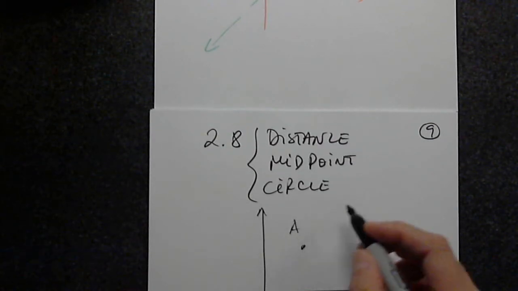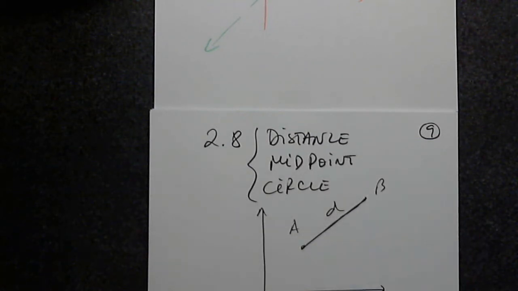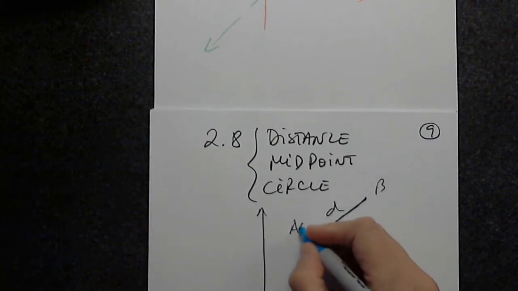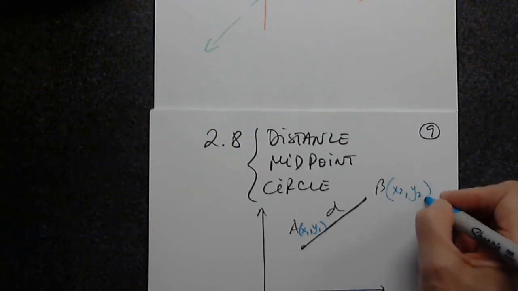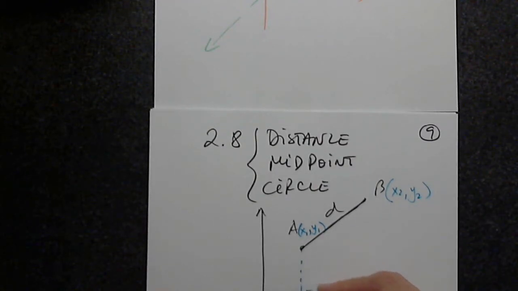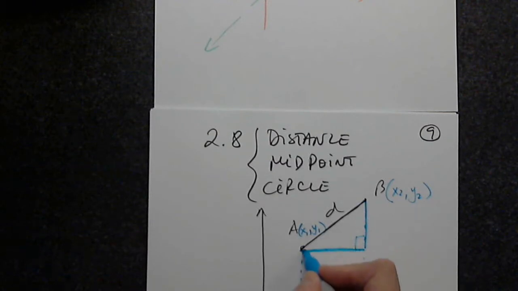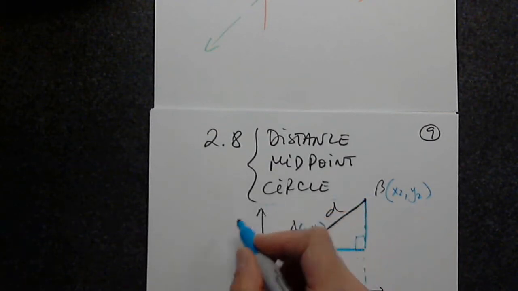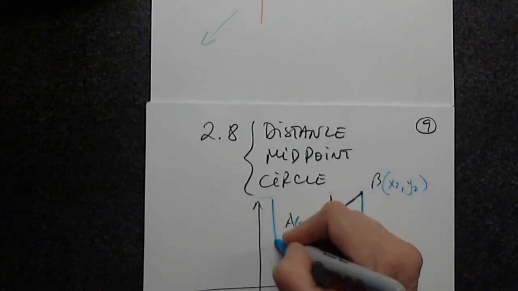I have a point A, I have a point B. Somehow I would like to determine this distance. I have coordinates of A as x1 comma y1, and I have the coordinates of B as x2 comma y2. I will form a right triangle. And somehow I would like you to give me these distances.